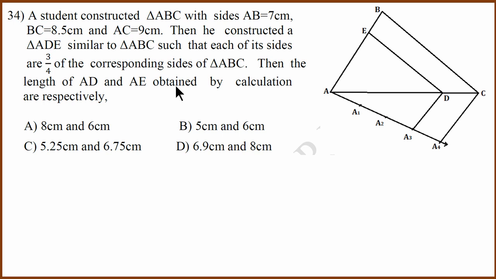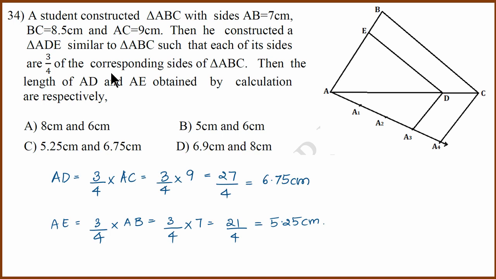AD and AE lengths. How do we find them? We know it is 3 by 4, so we can just use that 3 by 4 and find the value. Let us see how. So AD is equal to 3 by 4 of AC. AC is the larger side, AD is the smaller side. If you simplify, you get 6.75 centimeter. Similarly, AE is 3 by 4 of AB. If you simplify, you get 5.25 centimeter. So the correct answer is C.